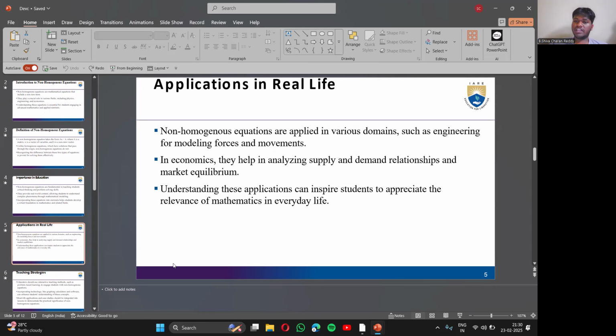And coming to its applications in real life. Non-homogeneous equations are applied in various domains such as engineering for modeling forces and movements. In economics, they help in analyzing supply and demand relationships in market equilibrium. Understanding these applications can inspire students to appreciate the relevance of mathematics in daily life.